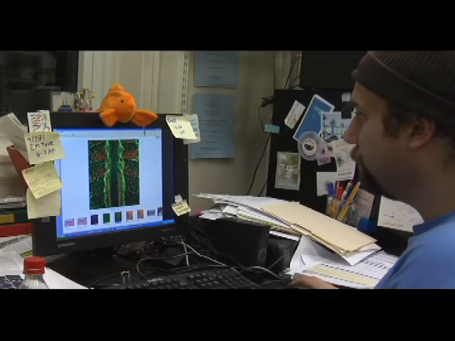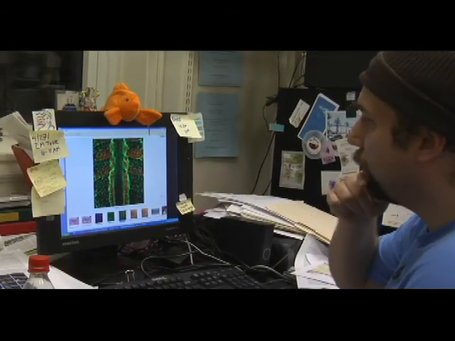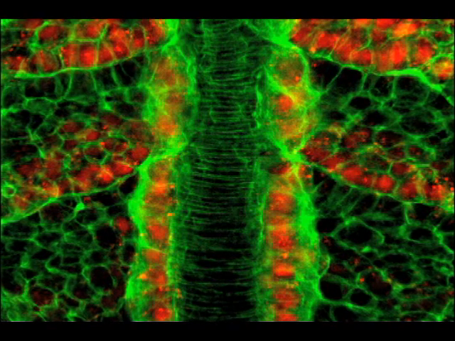The zebrafish embryo is optically transparent, so we can focus the microscope through the embryo and watch development happening in real time. And so we can see patterns emerge in the embryo as they're happening. This is an image from my current research. So this is a zebrafish embryo.